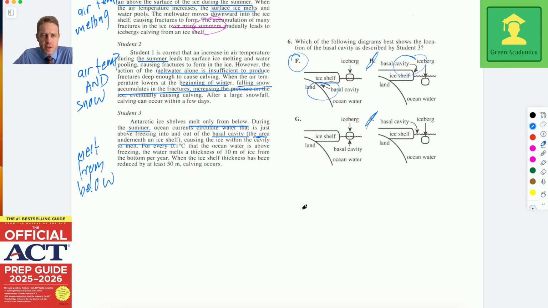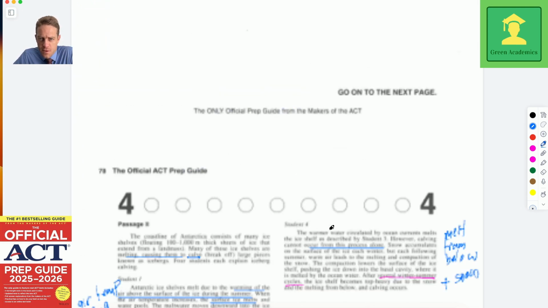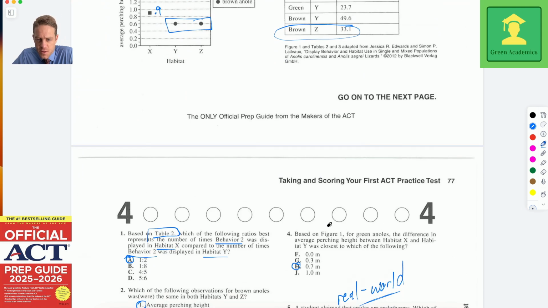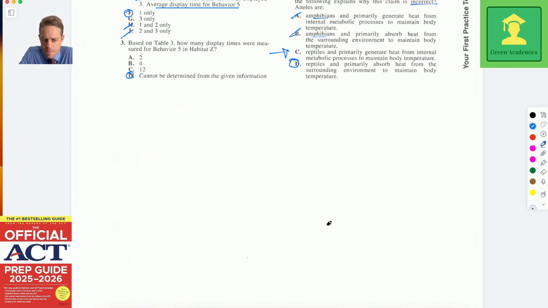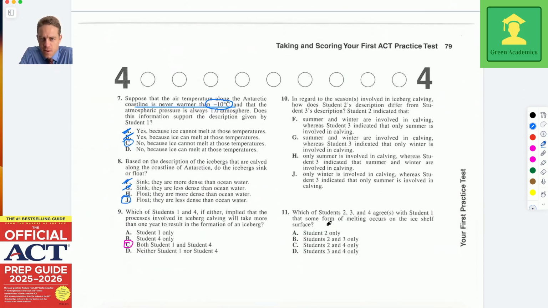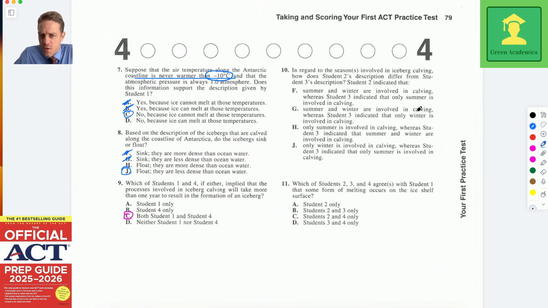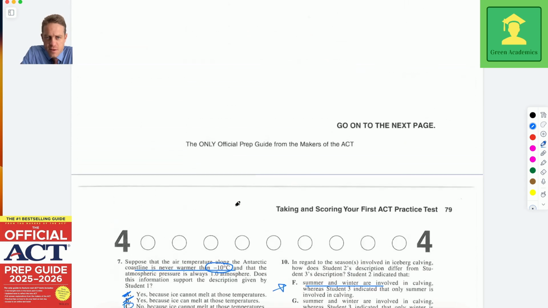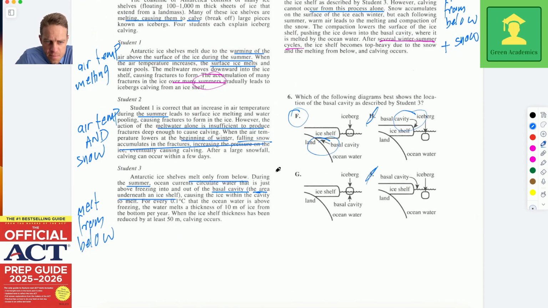I think student 3 is mentioning only summer. So, student 2 is saying summer and winter. So, student 2 indicated that summer and winter are involved, whereas student 3 indicated that only summer is involved, I believe. Summer and winter are involved. No. Only winter is involved. Yeah, student 3 says only summer, right? Yes.